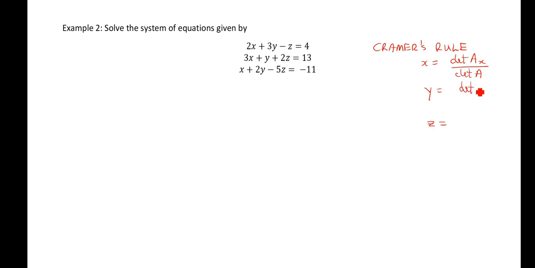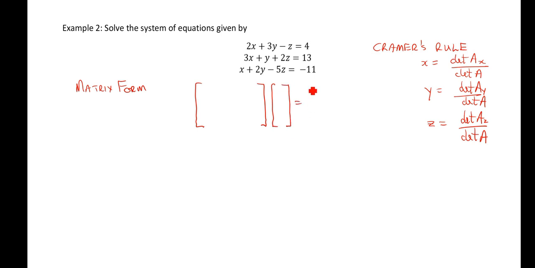What would y be? Determinant ay divided by determinant of a. And z, determinant az divided by determinant of a. Which means I need to calculate all those determinants. First step, write this in matrix form. So our matrix form, and we know how to do that now. There's my A, my unknown vector, and there my constant vector.